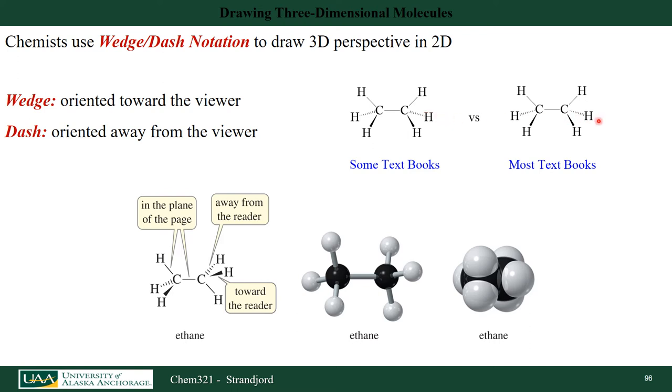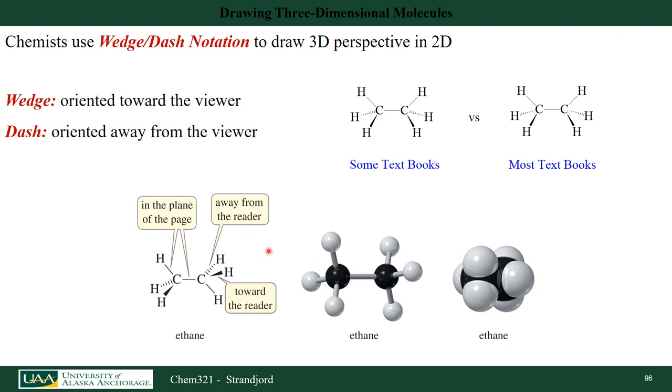Most textbooks, however, draw both of them with the larger part of the triangle, both the solid wedge and the dash wedge, big near the hydrogen. So this is a different convention that is used by most books compared to there.